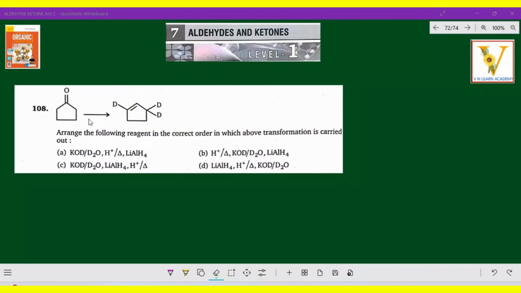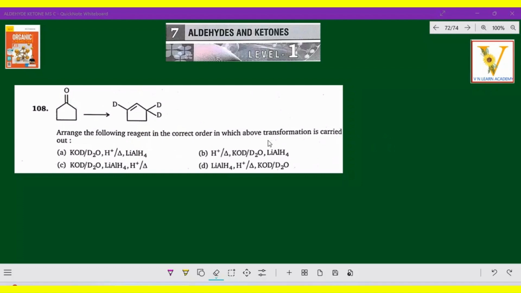The next question is the conversion of cyclopentanone with this transformation. Arrange the following reagents in the correct order by which the above transformation is carried out. Really, it is a very impressive and tricky question. We have to identify the rearrangement of reagents in the correct order. Now first and foremost, cyclopentanone, here D is there.